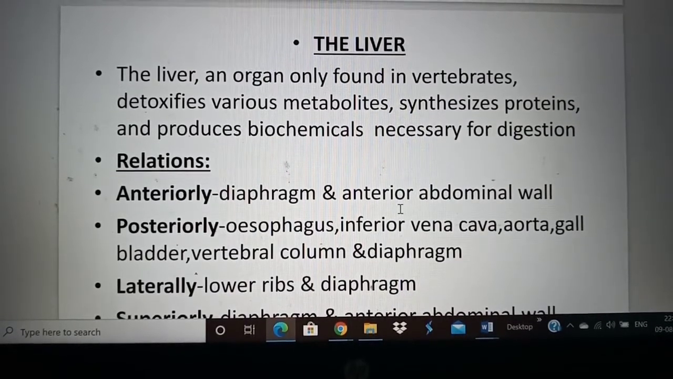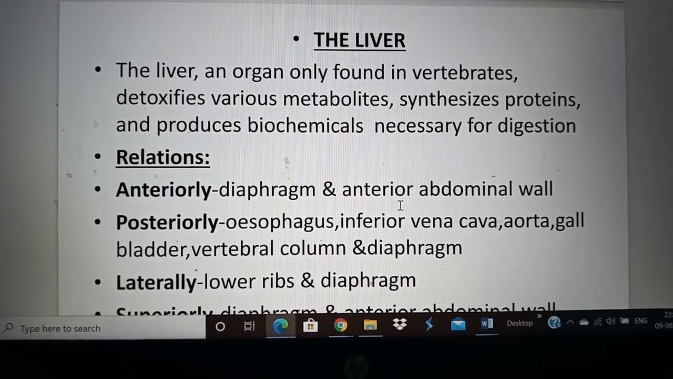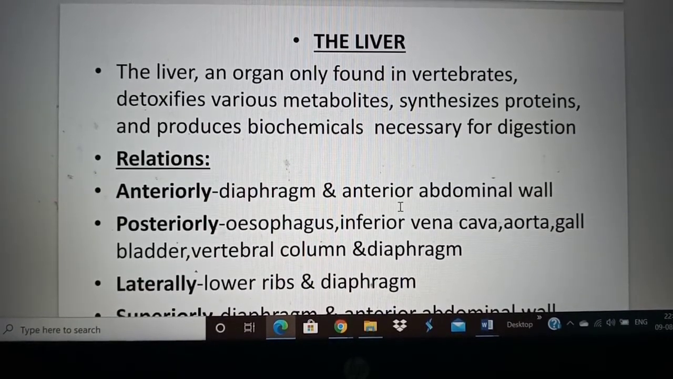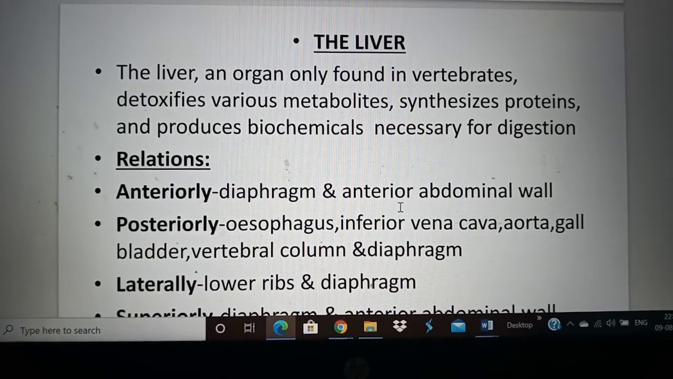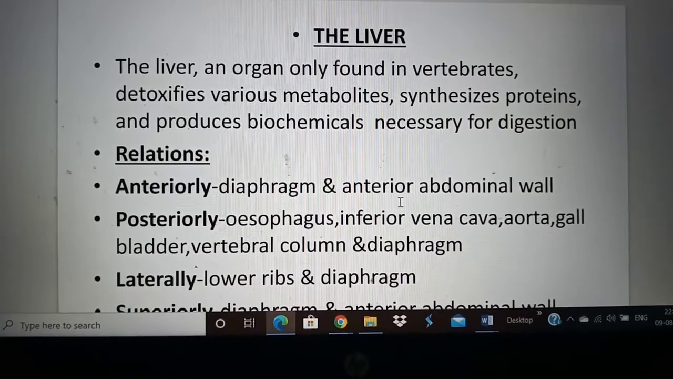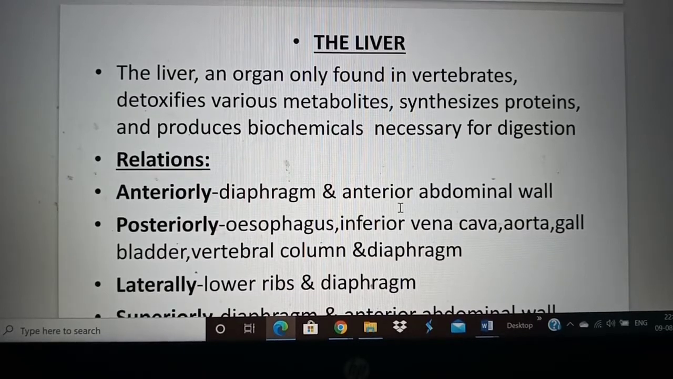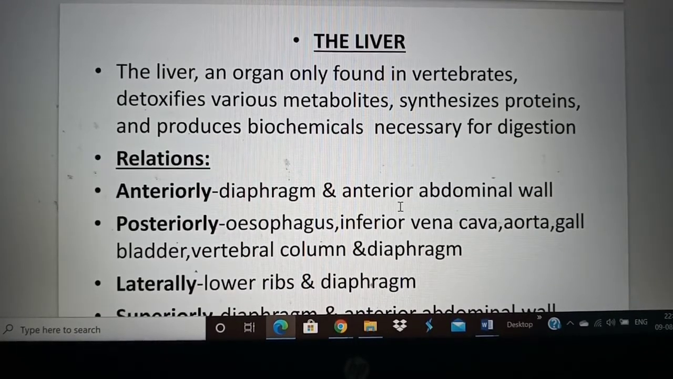The main enzymes are pancreatic amylase, which is a carbohydrate digesting enzyme, trypsin, which is a protein digesting enzyme, and pancreatic lipase, which is a triglyceride or fat digesting enzyme. Now remember, we'll be dealing with this in a later class. Now we'll go on to the liver.